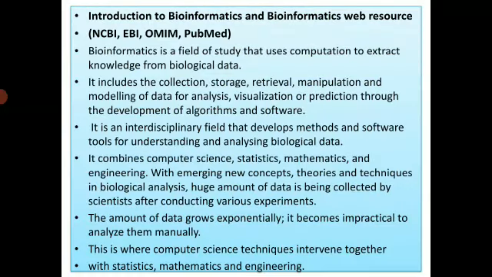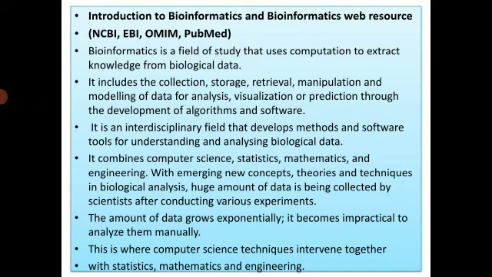Okay, so let's introduce bioinformatics in general, and then we'll go into more detail about different databases, how information technology is used in biotechnology, how it is used in biology in general to solve different problems associated with biology. So, introduction to bioinformatics and bioinformatic web resources, that is NCBI, EBI, OMIM, and PubMed.